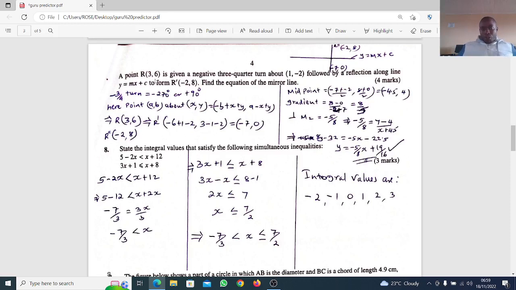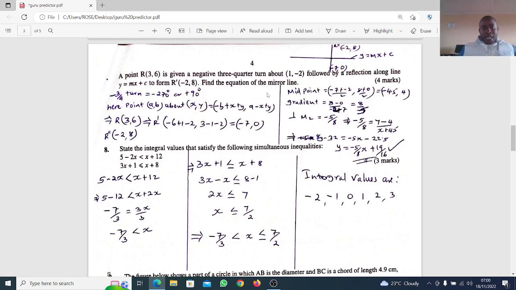That is the point of rotation. The center of rotation is (1, -2), followed by a reflection. After that rotation, you get the first image. Then after the reflection, you get the second image, followed by a reflection along a line y = mx + c to form R2. To form R2, that is the second image of (-2, 8).